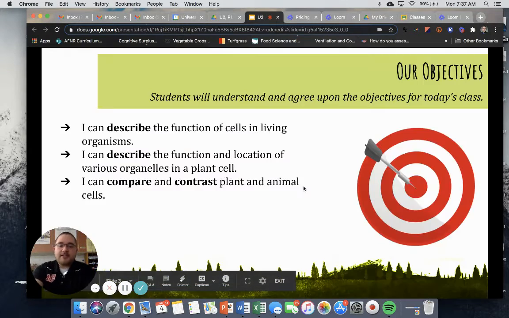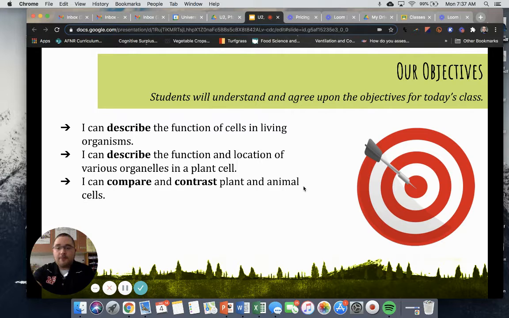So let's get started. Our learning targets for today: I can describe the function of cells in living organisms, both animals and plants. Number 2, I can describe the function and location of various organelles within a plant cell. And lastly, I can compare and contrast plant-animal cells.